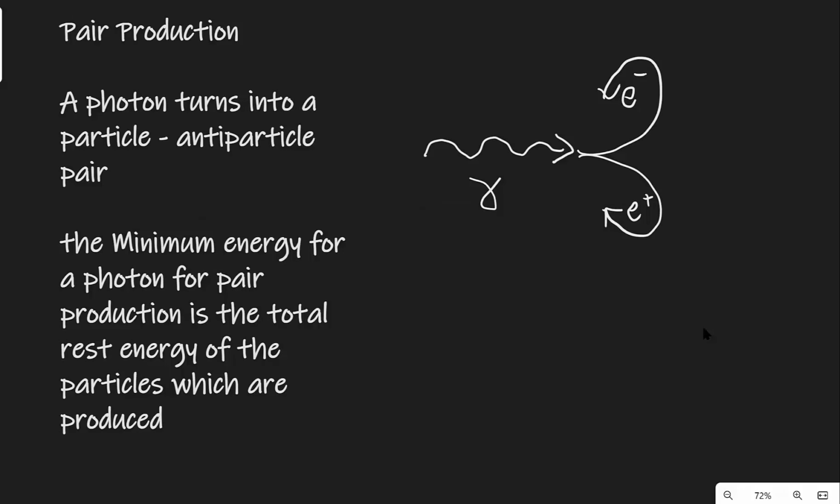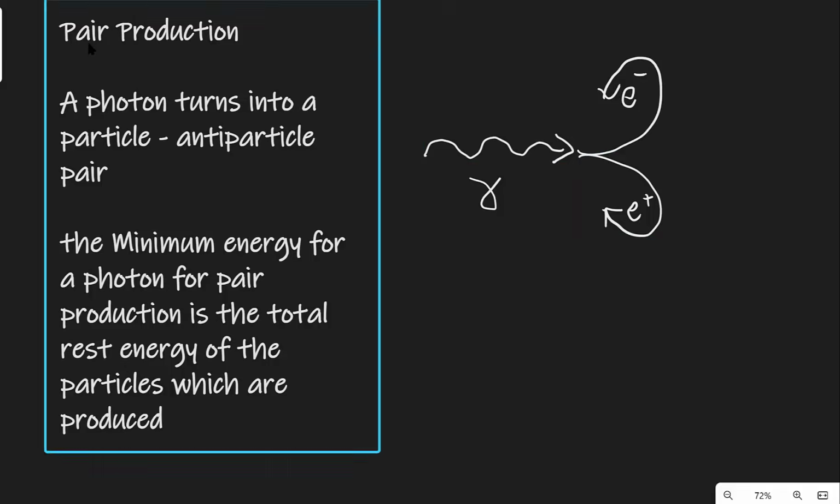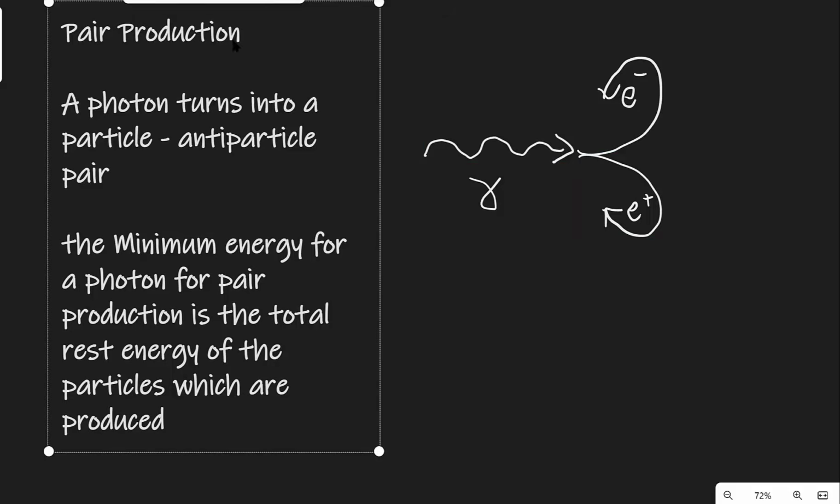The opposite of annihilation is known as pair production. Now, in annihilation, we had two particles meeting up and producing photons. In pair production, we have a photon which turns into a particle-antiparticle pair. Isn't the world of particle physics strange and great? We just have this particle of light which is just spontaneously turning into a particle-antiparticle pair.